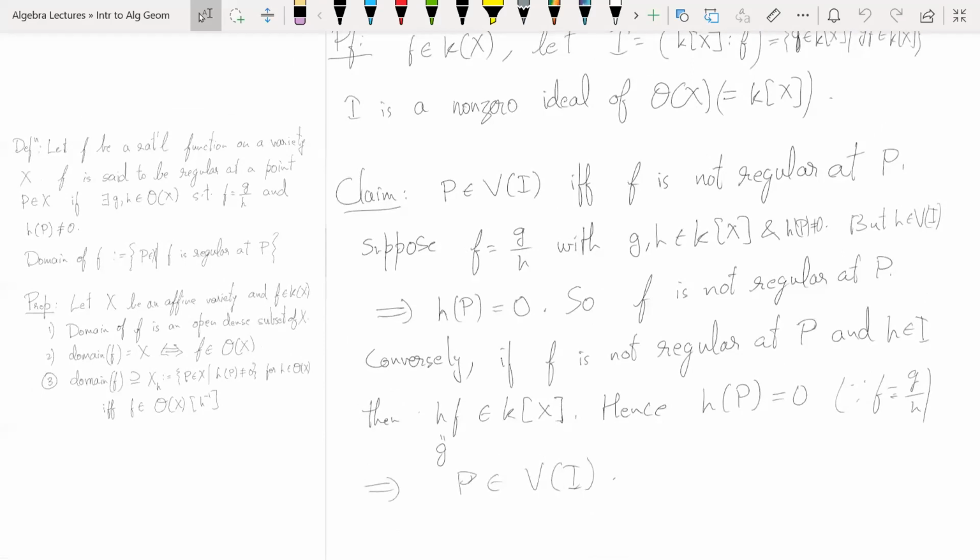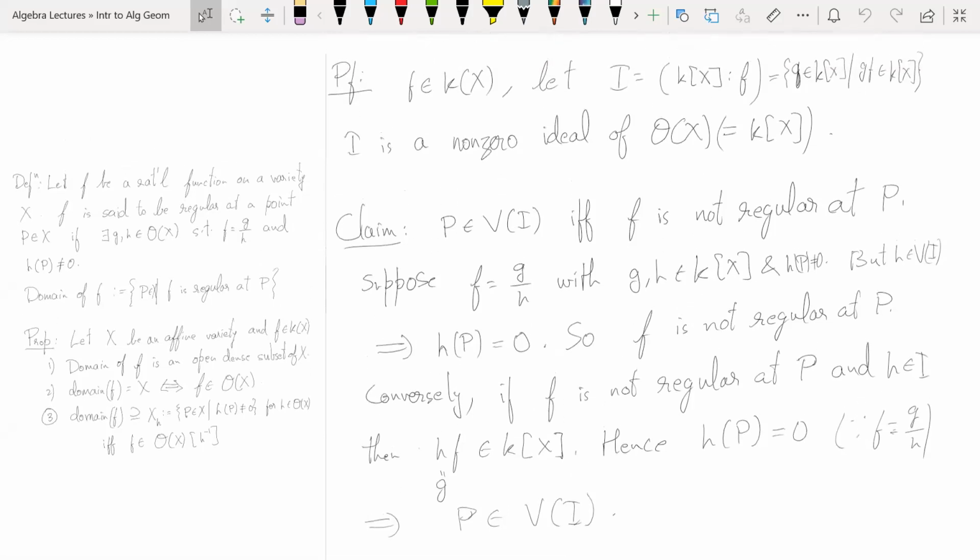So the first thing we want to show is that the domain of a rational function f is an open dense subset of X. So let's take f to be a rational function, and k[X], which is the coordinate ring of X, also denoted by O_X. You define I to be this colon ideal. Remember we talked about this a little briefly. By definition, it is those elements g of the coordinate ring k[X] such that g times f belongs to the coordinate ring. So f is some rational function.